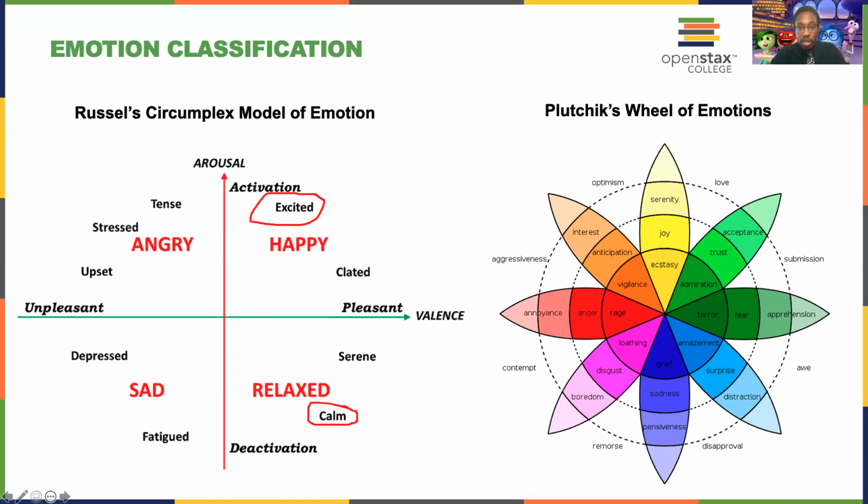Another model of emotion is Plutchik's wheel of emotions, and he conceptualized emotions as being grouped on a positive or negative basis in four different axes. There's joy versus sadness. There is surprise versus anticipation. There's trust versus disgust, and there's anger and fear. He conceptualized emotions as working in a similar way to colors.